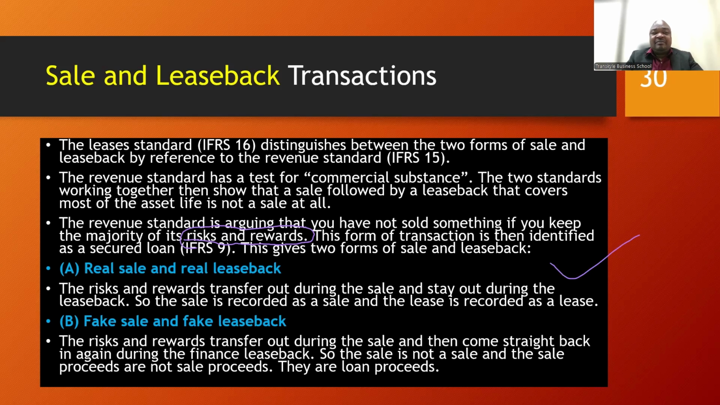Now, in part B, we have a fake sale and a fake leaseback. Here, the risks and rewards transfer out during the sale, then come straight back. In their majority, they come straight back in again during the finance leaseback. So the sale is not a sale, and the sale proceeds are not sale proceeds. They are loan proceeds.